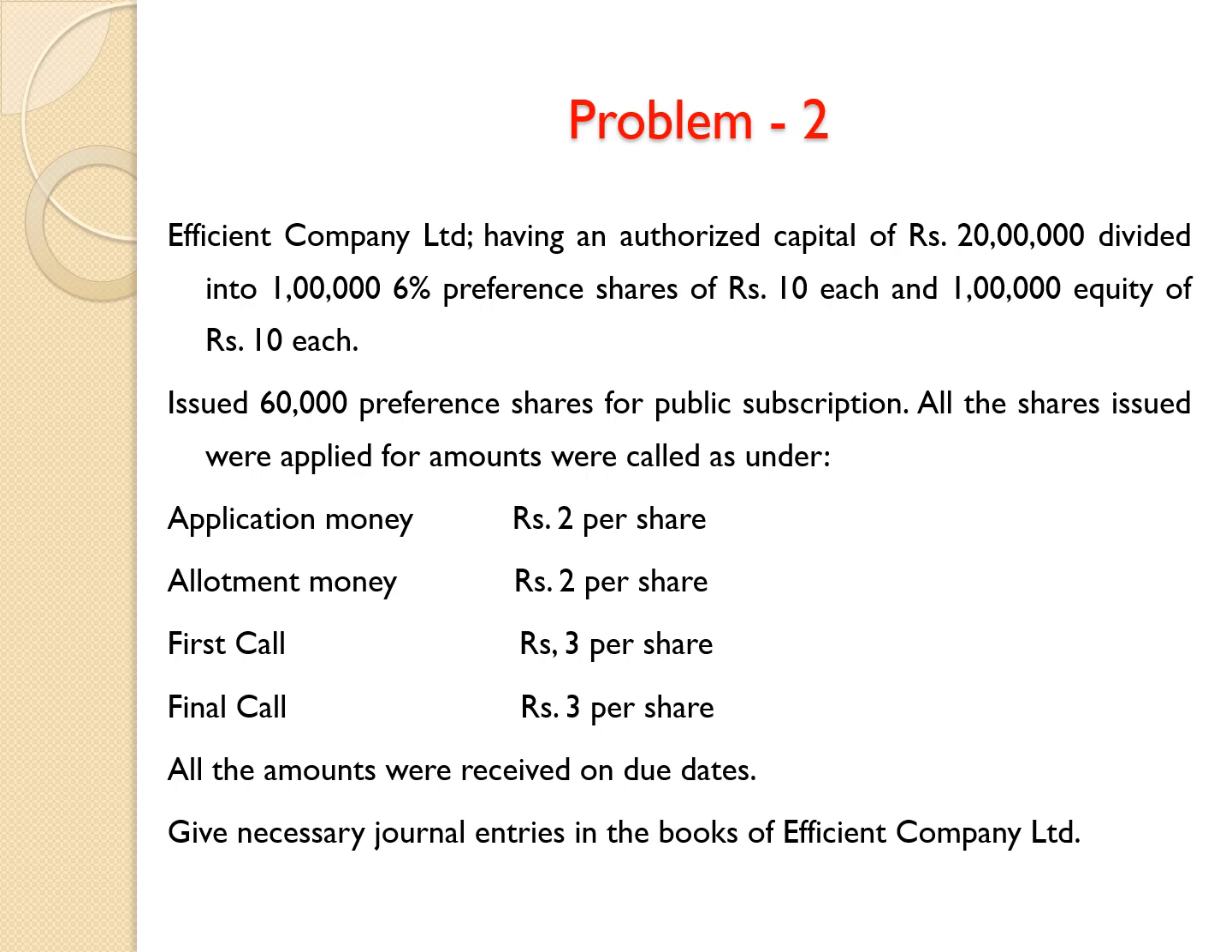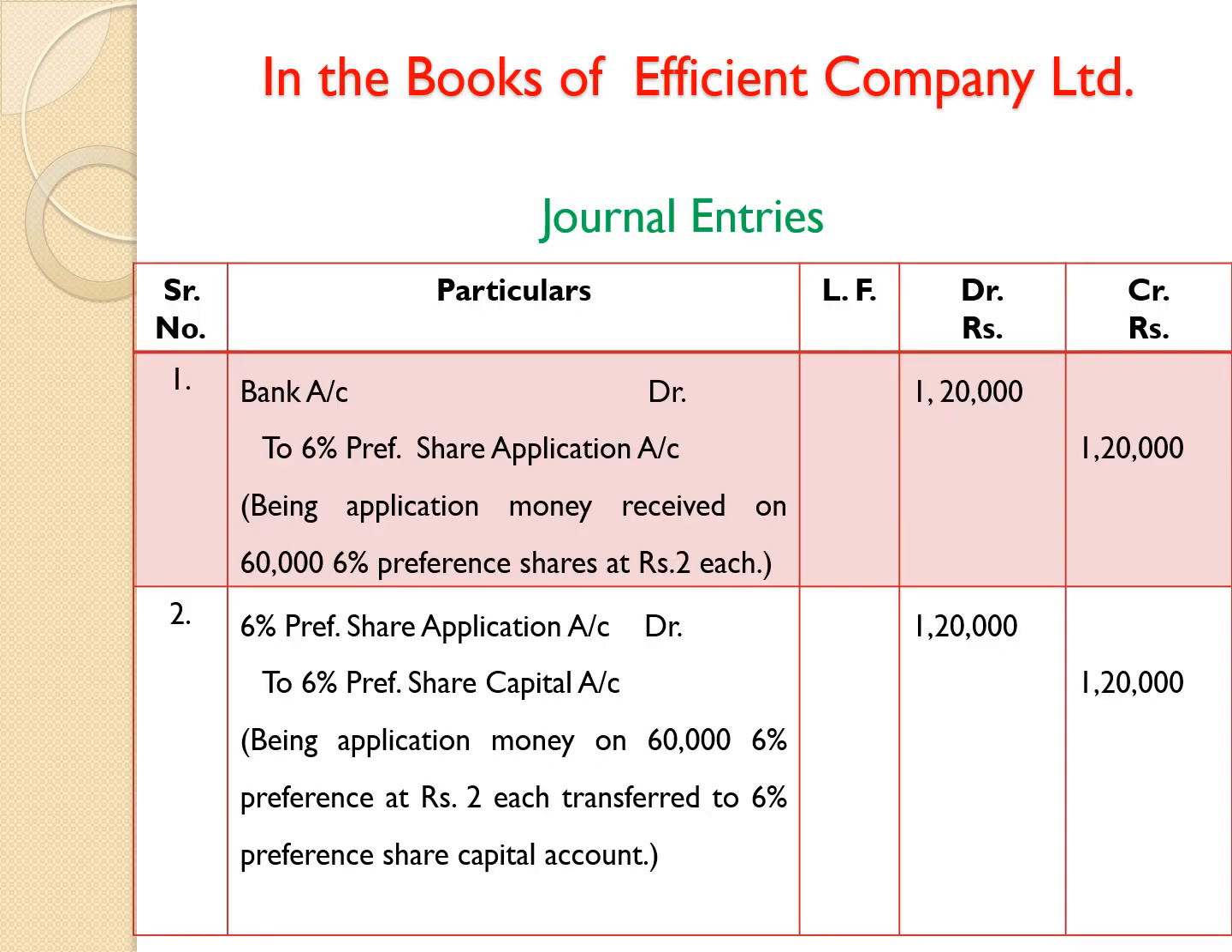So by considering these things, we are now solving the problem. While solving a problem, firstly we write the name of the company: in the books of Efficient Company Limited. In this problem, we are asked to give journal entries. Therefore, in our answer, journal entries. For passing journal entries, we have prepared 5 columns. Column number 1, serial number. Column number 2, particulars. Column number 3, ledger folio, in short LF, then debit rupees and credit rupees.